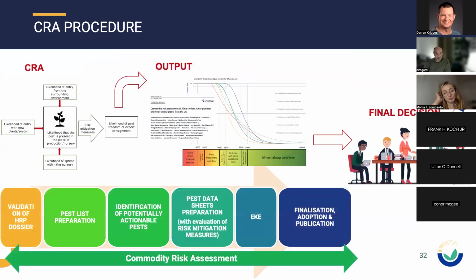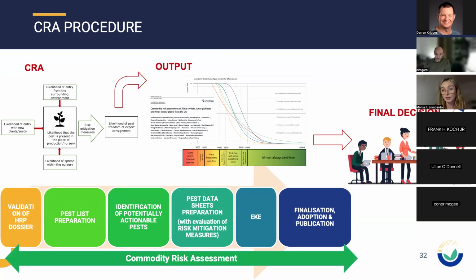So for each relevant pest, EFSA evaluates the likelihood that this pest is present in the nursery or at the place of production, based on the information provided by the third country. In addition, EFSA assesses whether the risk mitigation measures applied by the third country are actually effective in preventing the presence of the pests. And based on this evaluation, EFSA estimates the likelihood that the commodity is free from that specific pest through expert knowledge elicitation procedures, in brief, EKE.